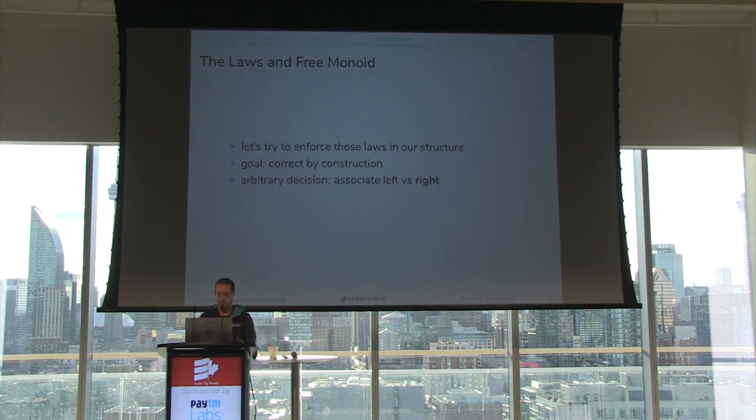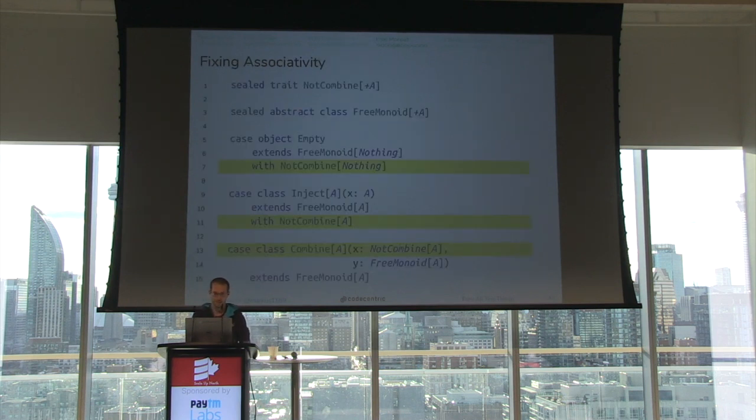Okay, so let's try to enforce those laws in our monoid structure. And our goal is to have our structure correct by construction. So nobody should be able to construct an invalid AST with our ADT. And we have to make one arbitrary decision. You will see why in a moment. We have to decide whether we want to associate to the left or to the right completely, because we want to be unique. And I decided to the right, and you will see why.